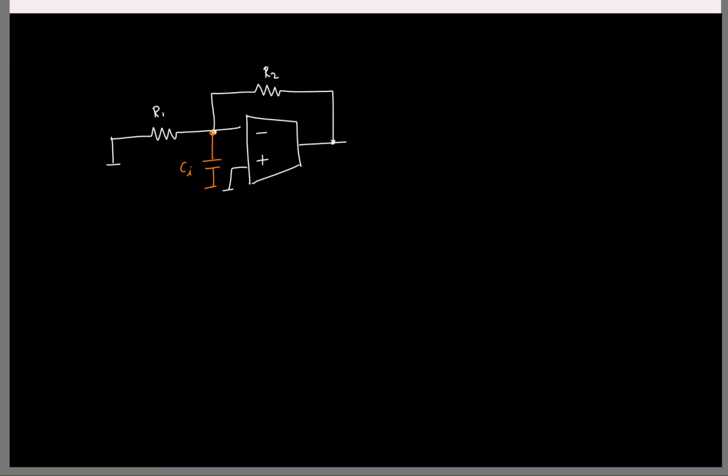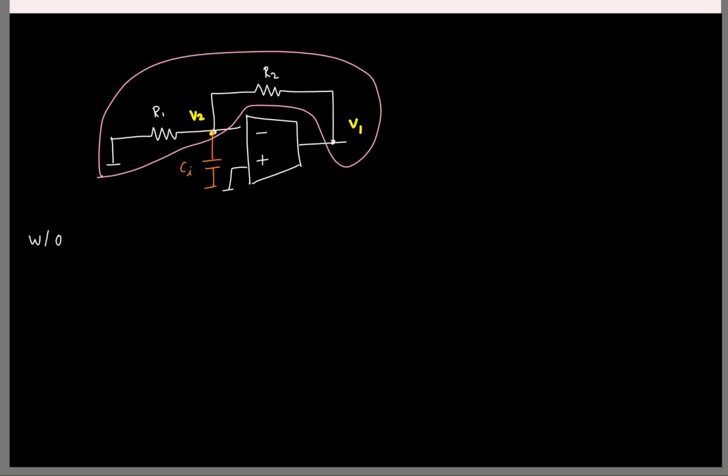To think about it, let's say this capacitor is not there. What will happen to the feedback? Let's say this is V1 and this is V2. What is the ratio of V2 by V1 if the capacitor is not there? I mean, only the feedback network, only this network. So what is the feedback factor now?